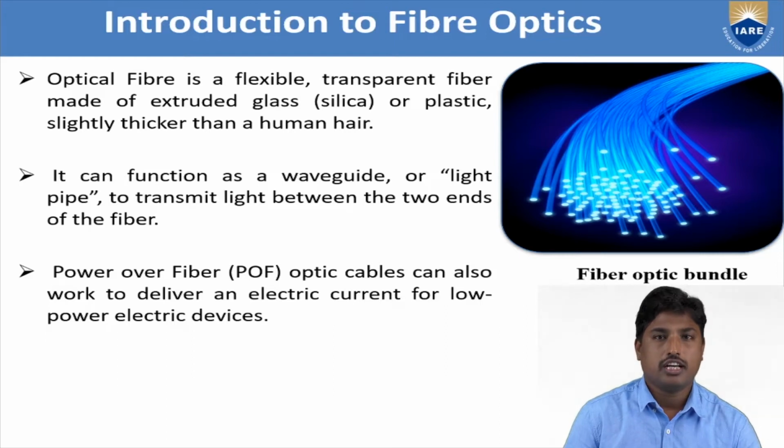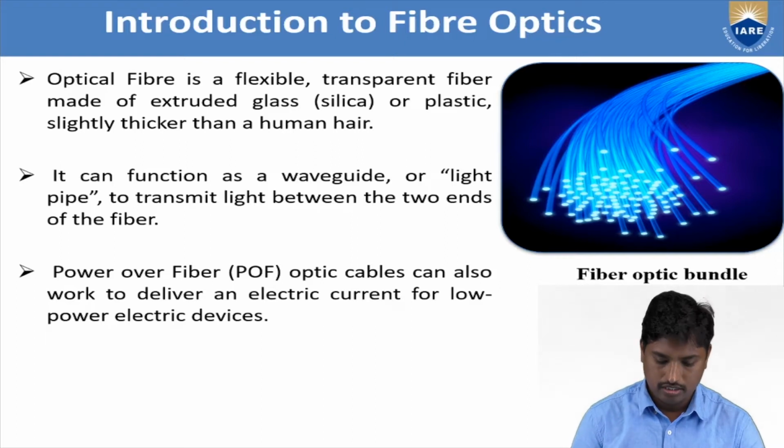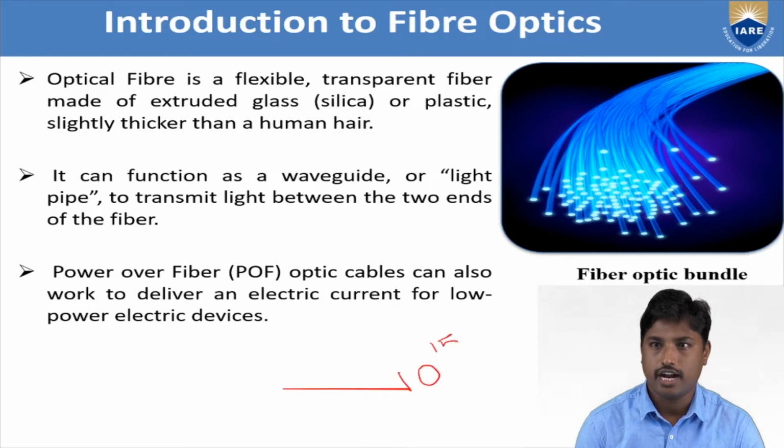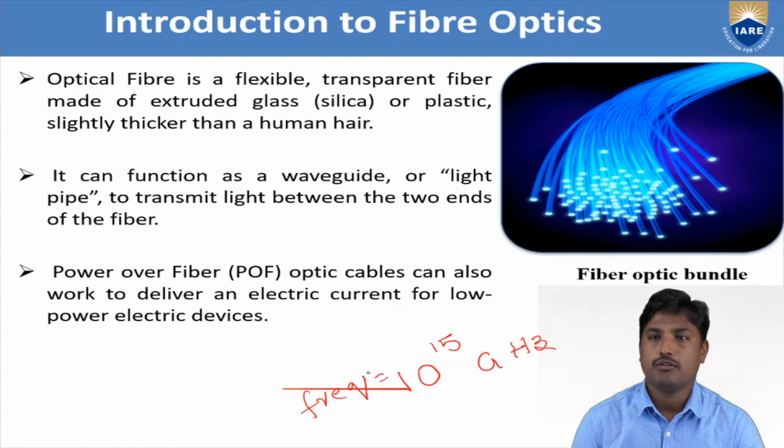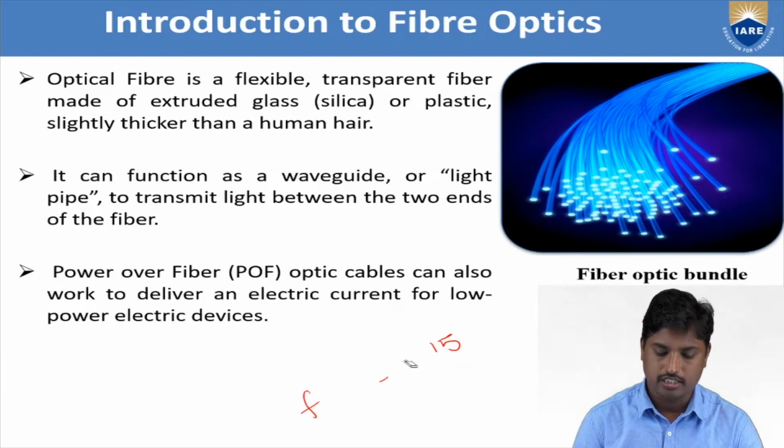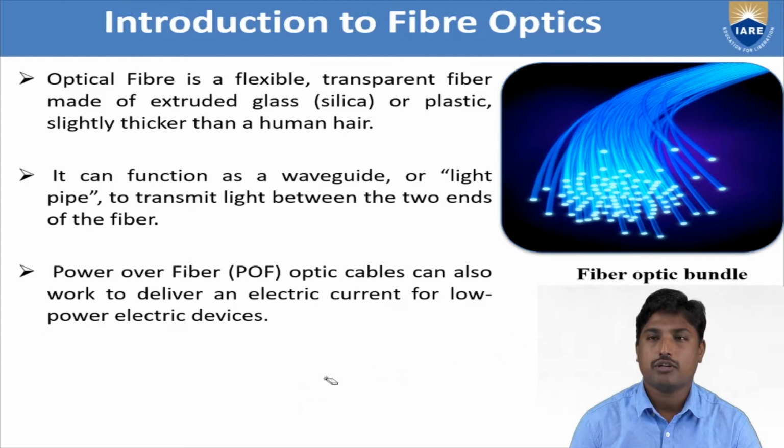Optical fiber cables have high bandwidth. The bandwidth, which is nothing but the frequency, of the optical fiber cable is about 10 power 15 gigahertz. Due to this bandwidth, it has high information carrying capacity. That is the main advantage of optical fiber cable over coaxial cables.